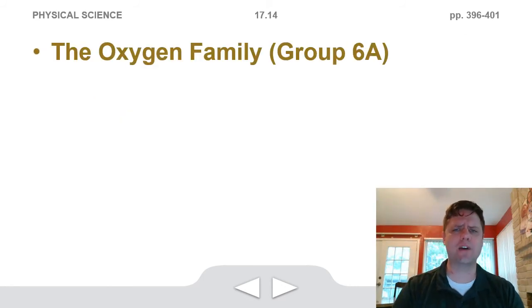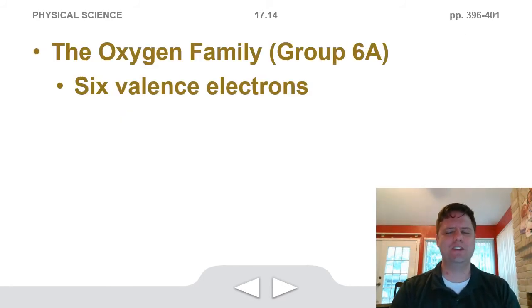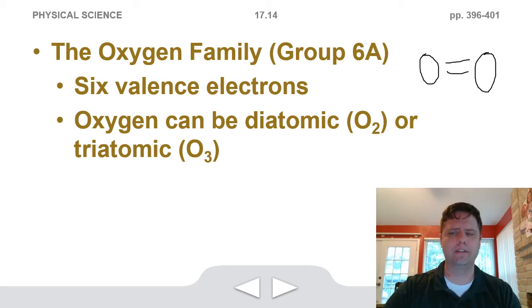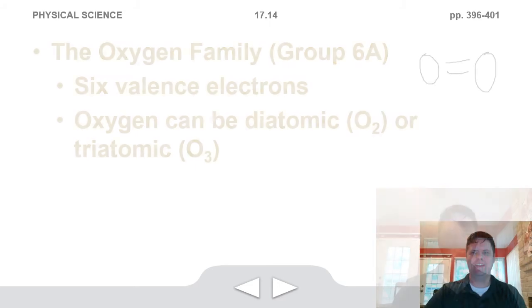The oxygen family is found in group 6A. These have 6 valence electrons. Oxygen can be diatomic or triatomic. Often oxygen looks like this as a diatomic. It forms a double bond with itself.